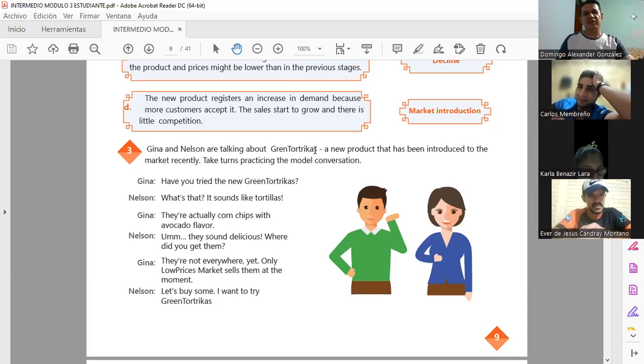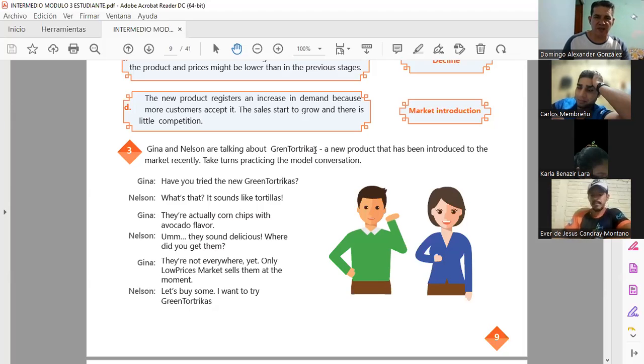Have you tried the new green tortricas? What's that? It sounds like tortillas. They're actually corn chips with avocado flavor. They sound delicious. Where did you get them? They're not everywhere yet. Only Low Price Market sells them at the moment. Let's buy some. I want to try green tortricas.